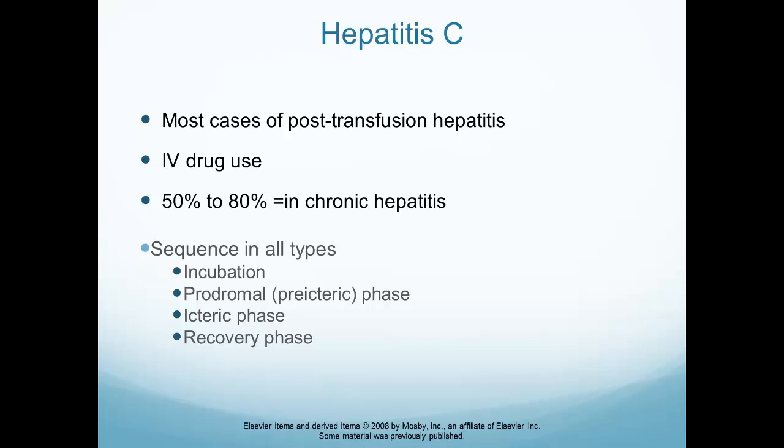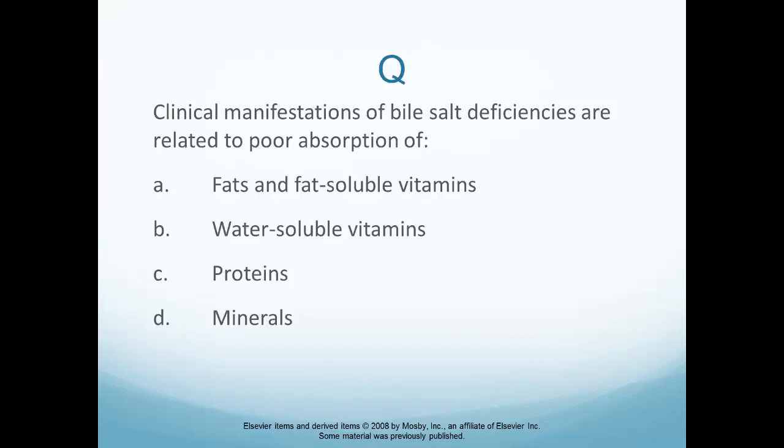Hepatitis C. This is a situation where the patient is going to probably, in most cases, develop chronic hepatitis. Hepatitis C is the most common reason for people to need a liver transplant. Again, this is going to be a blood-borne, body fluid-borne type of infection.